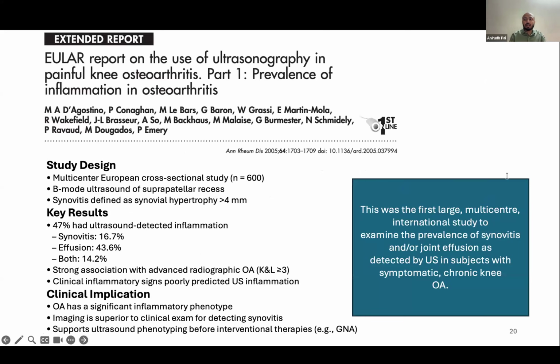This was a landmark study, a multi-center study, which was done in Europe. Basically, they studied over 600 patients across multiple countries, where they used B-mode ultrasound of the suprapatellar recess to detect if there was synovitis. And what they noticed was that over 47% of patients had ultrasound-detected inflammation. Specifically, around 16% of patients had synovitis, effusion was present in 43%, and both were present in around 14%. So inflammatory changes are not rare. They are quite common in symptomatic osteoarthritis.